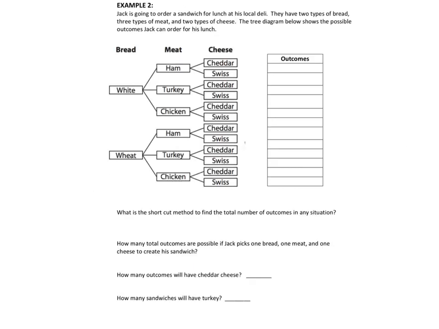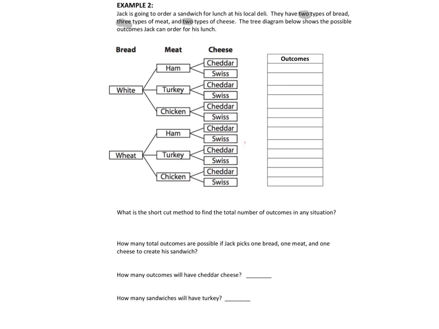Here's example 2. Jack is going to order a sandwich for lunch at his local deli. They have 2 types of bread, 3 types of meat, and 2 types of cheese. The tree diagram below shows the possible outcomes Jack can order for his lunch. So I'm going to highlight a few things. We know there's 2 types of bread, 3 types of meat, and 2 types of cheese. That's very important for us to know.